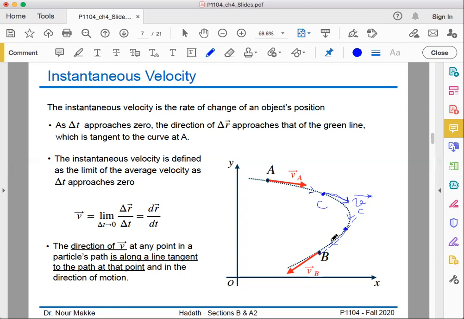You can see that the particle is moving in this direction, so in the opposite direction with respect to x at this point. This is why we are going to draw a vector like this. This vector is along the tangent and in the direction of motion of the particle. If you call this point D, then this would be the instantaneous velocity at point D. So this is it for the velocity.